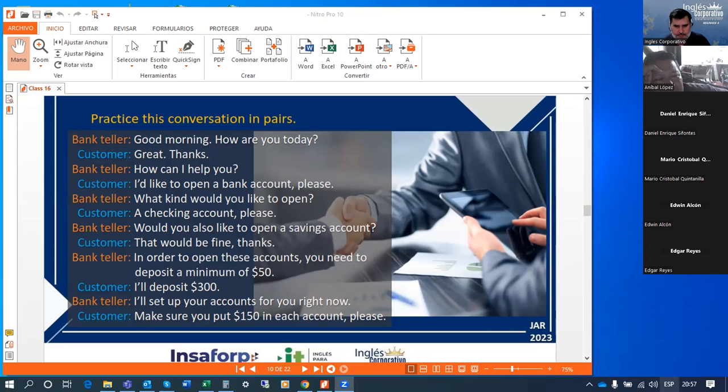In order to open this account, you need to deposit a minimum of $16. I will deposit $300. I'll set up your account for you right now. Make sure you put $150 in each account, please. Okay, thank you.